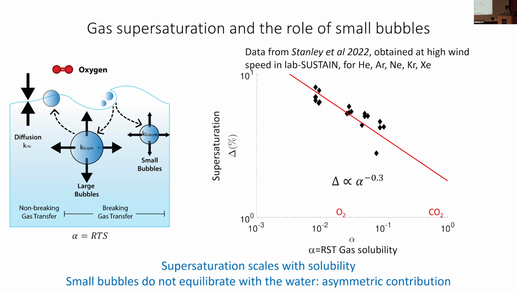And so here you have a plot showing the supersaturation as a function of the gas solubility, the Ostwald solubility, and it's for a bunch of noble gases. You see that your supersaturation starts around 9% and goes down to a few percent, and O2 and CO2 are indicated. They are not measured, but it's just to give you an idea of where they would land on this plot. I'm going to use these data to constrain my model and understand this dependence on solubility.